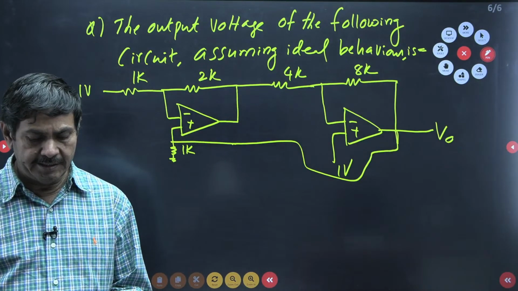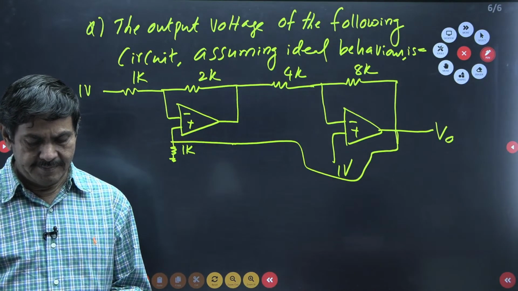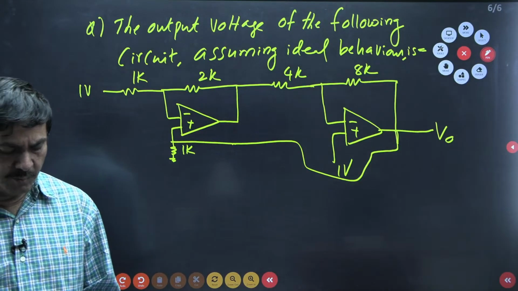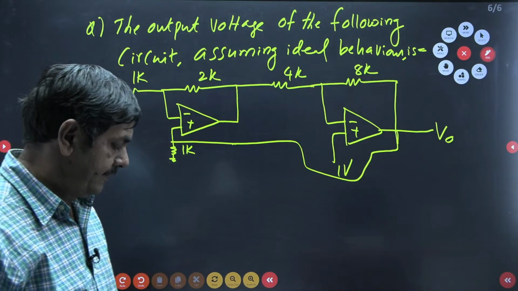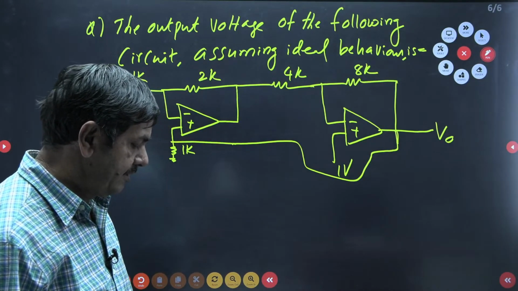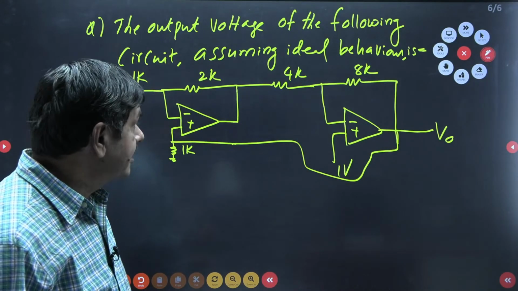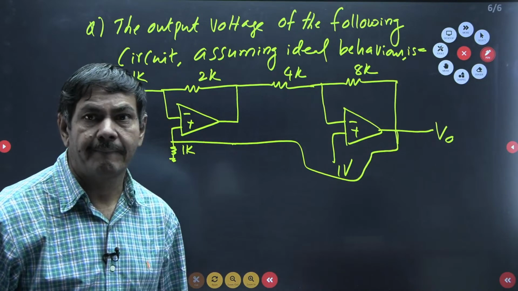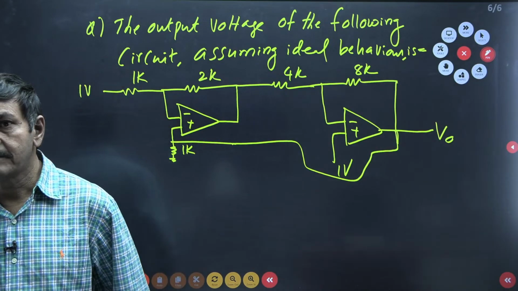Please start doing this question. But I want to know, what is V naught here? What is V naught? I want it.